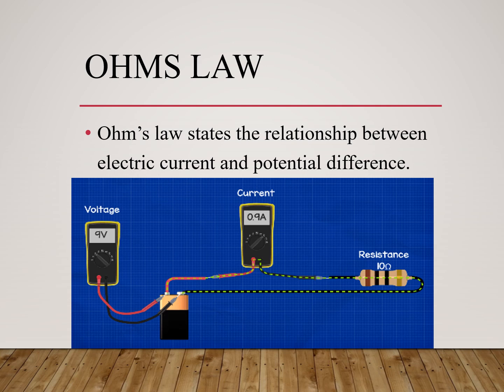So look at this circuit. We can find the value of voltage, current, and resistor. These three devices have been connected to a single battery. This has been named Ohm's law. With this, we can find the values for Ohm's law also.